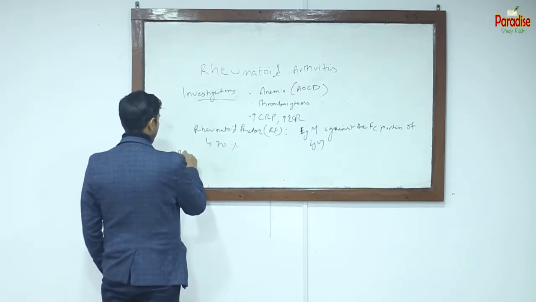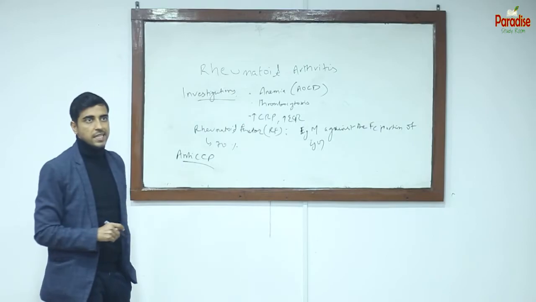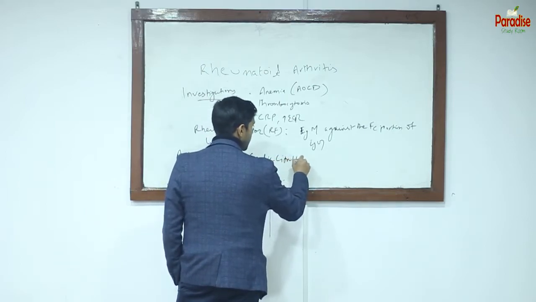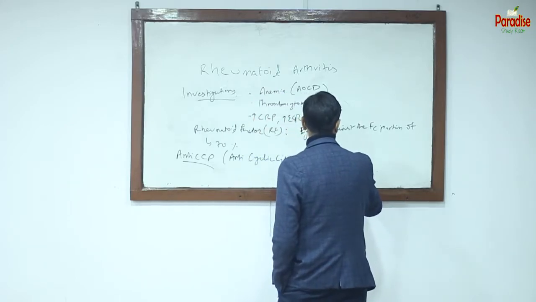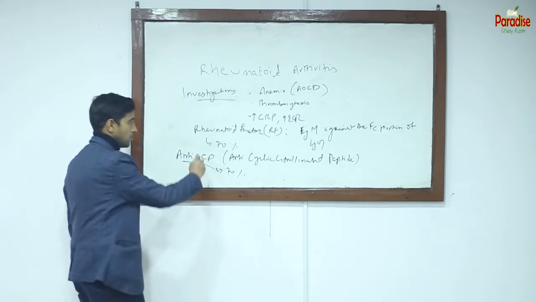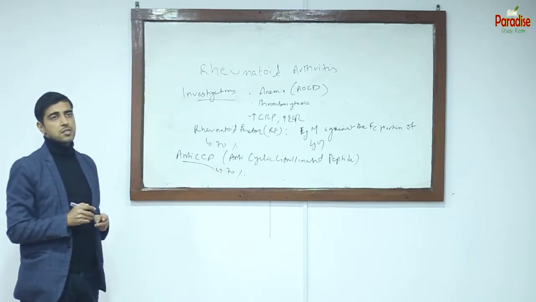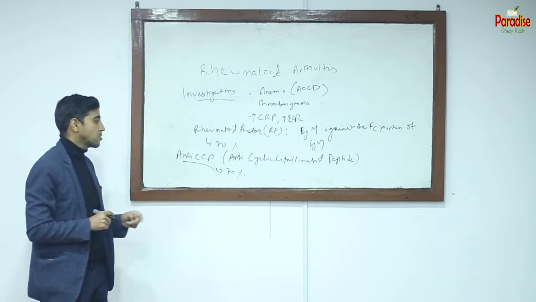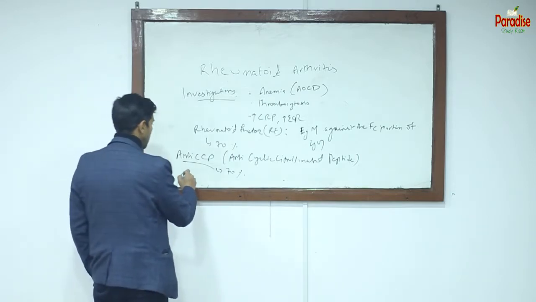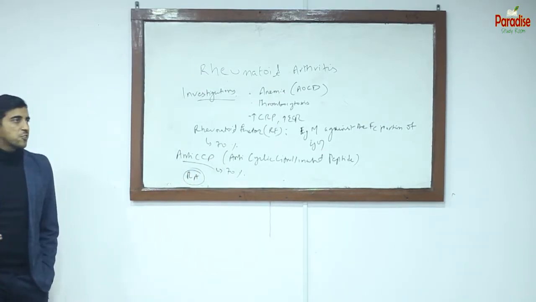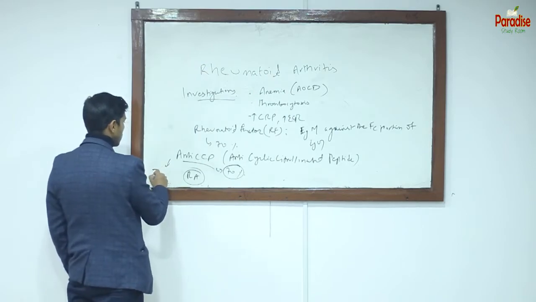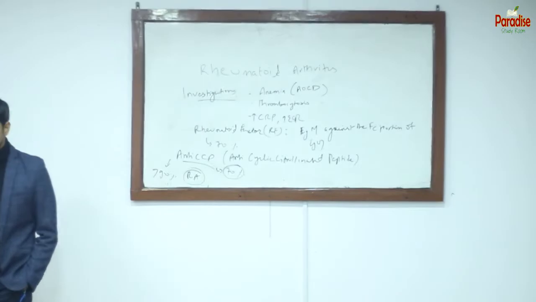Okay. So what about anti-CCP? Anti-cyclic citrullinated peptide. Anti-CCP is positive in around 70% of cases. So same sensitivity, but the difference is that specificity is very high. If it is positive, there's more than 90% chance that it is RA. So we call it specificity. Sensitivity is the same as rheumatoid factor, but specificity is more than 90% with anti-CCP.